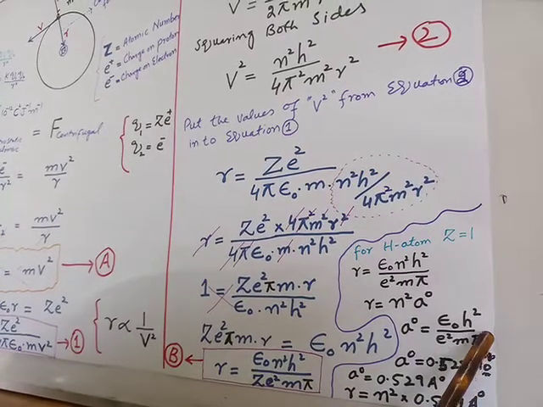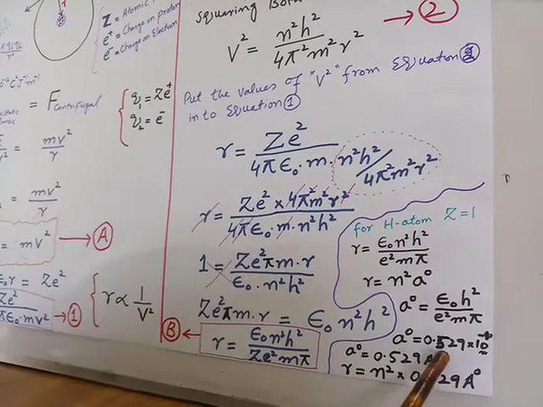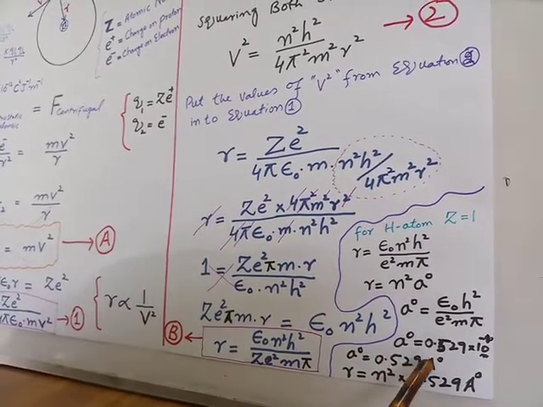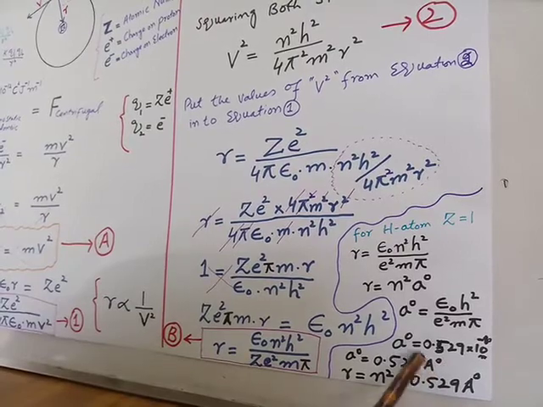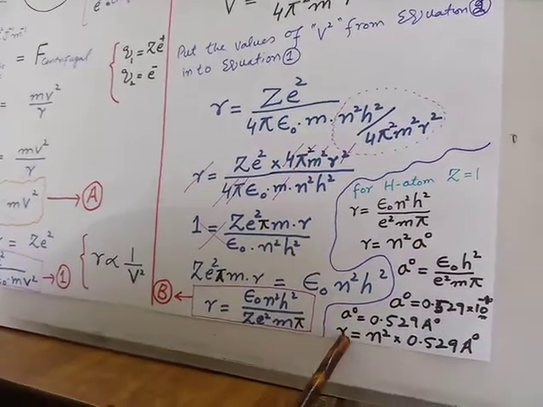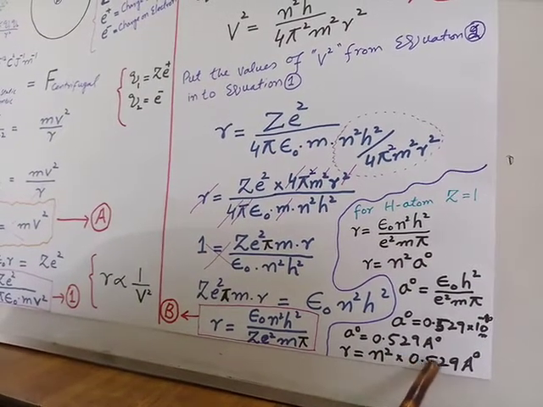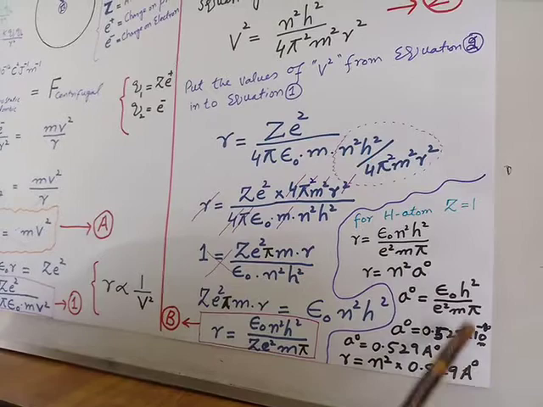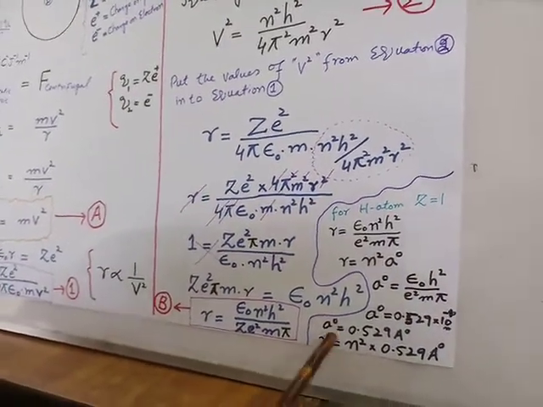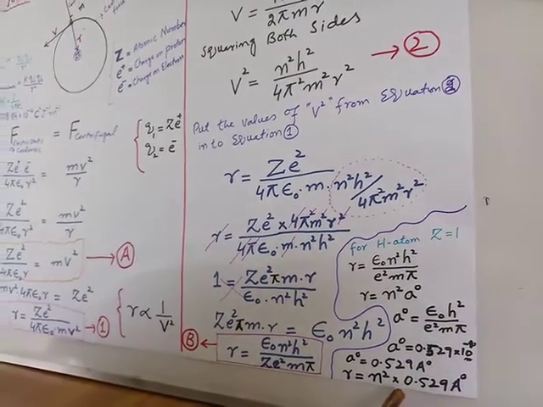And you know, 10 to the power minus 10 is equal to 1 angstrom. So a naught is equal to 0.529 angstrom. Put this value here instead of a naught, and we will get the radius of our orbit as n squared times 0.529 angstrom. For the radius of the nth orbit, you must write Rn, which will have this value.